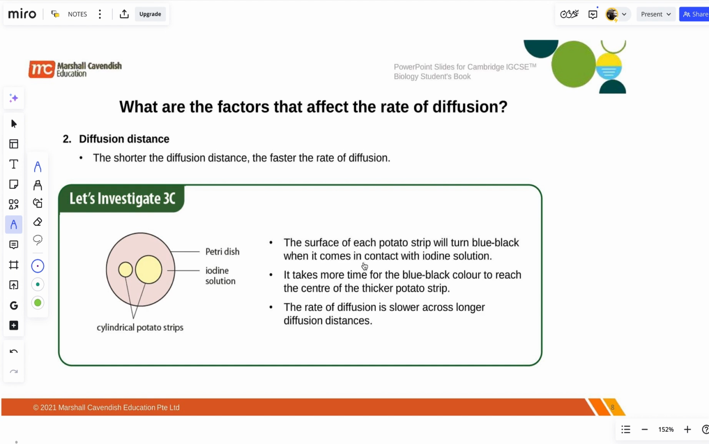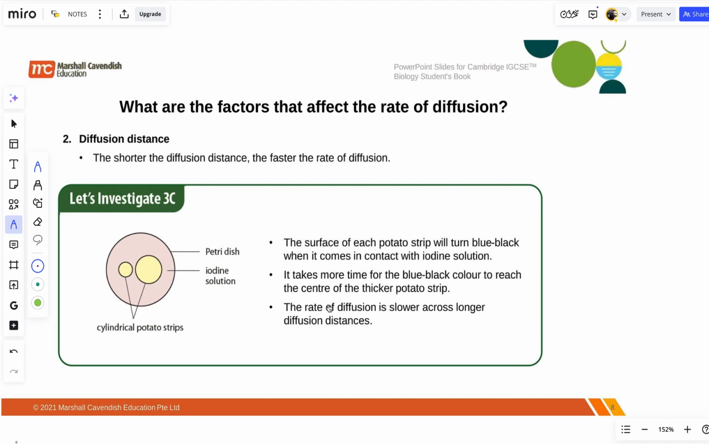Now, number two is the distance. The shorter the diffusion distance, the faster the rate of diffusion. If you make the distance long, the rate of diffusion will be very slow. So the shorter the distance, the faster the rate of diffusion.